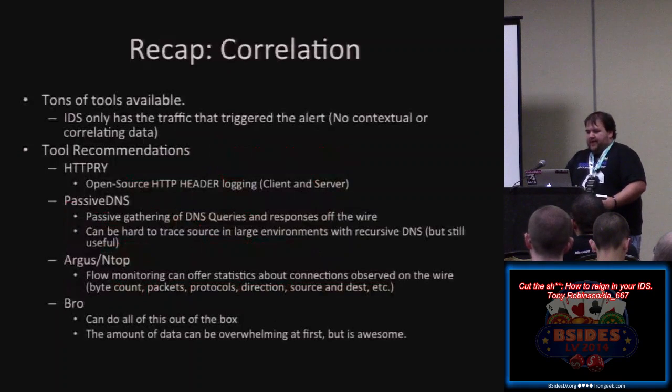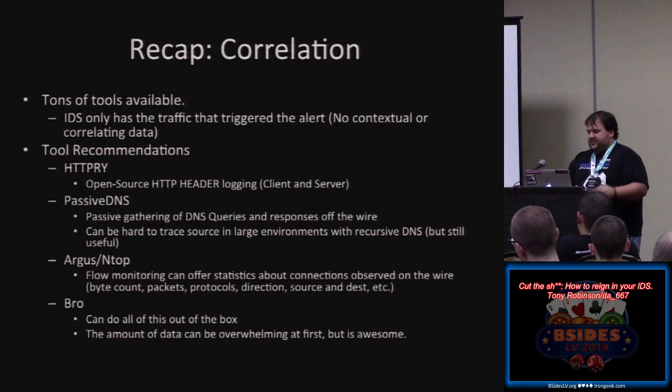Just to recap again, these are tools that will help make making sense of your IDS events a little bit easier. If you get an HTTP alert for a known exploit kit signature, you can go through your HTTP proxy logs and correlate that as an example. You can correlate the DNS hits, things of that nature. It makes making sense of your IDS logs that much easier.